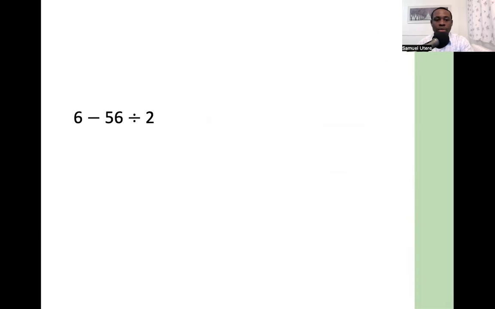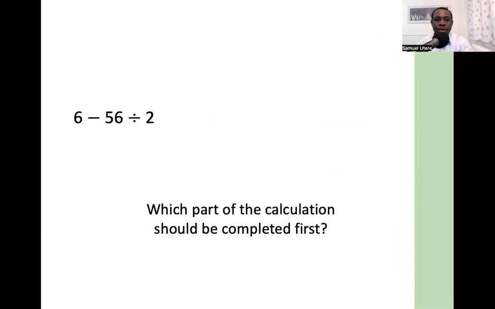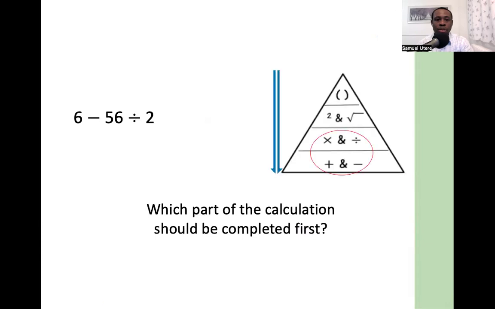What about this one? Which should we do first? Of course, we're going to do division. So we do 56 divided by 2, which is 28. And then we'll have 6 subtract 28, which will give us negative 22.